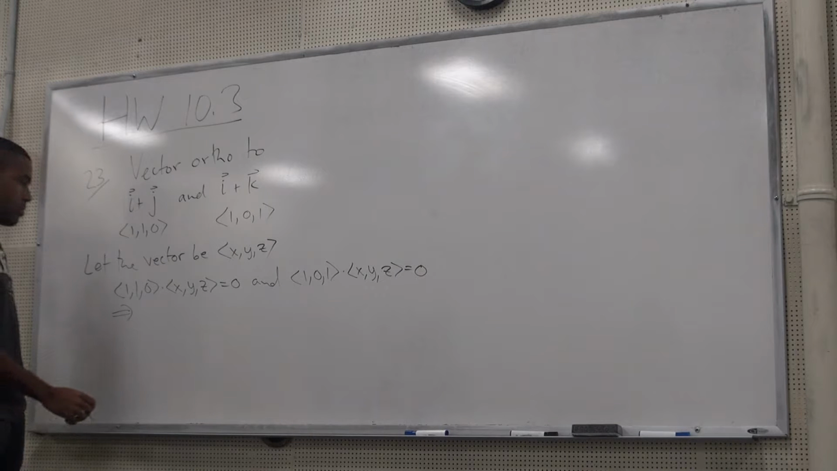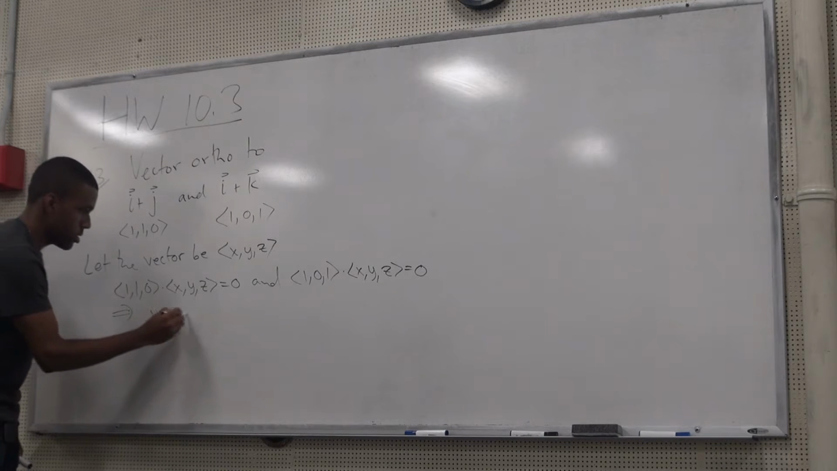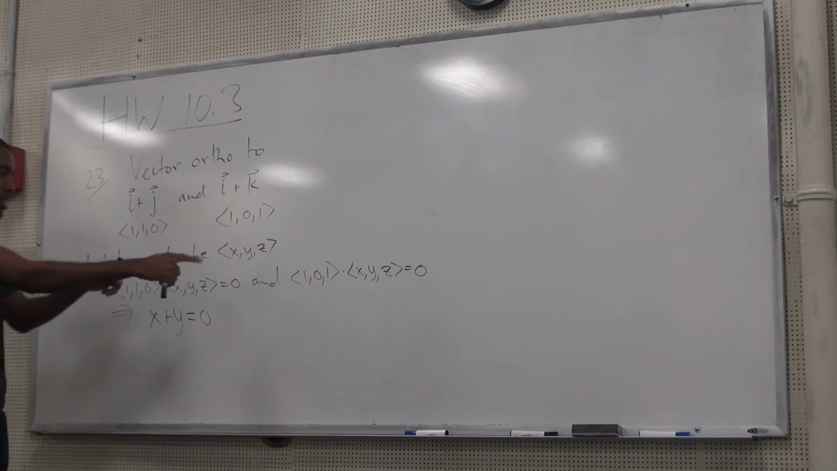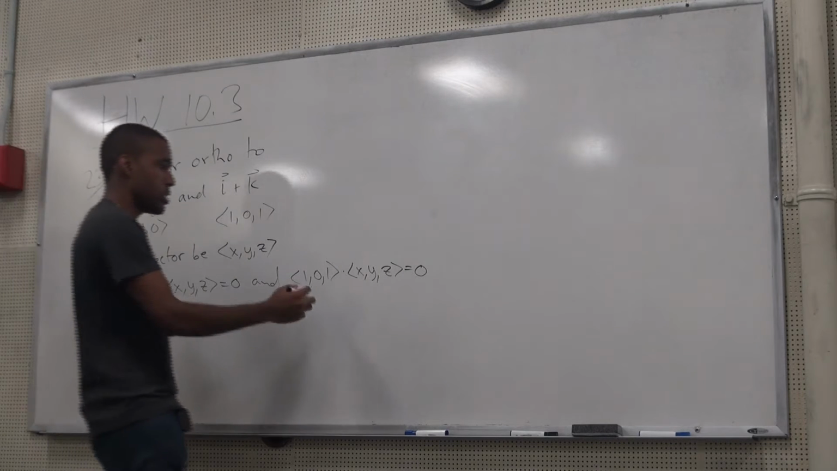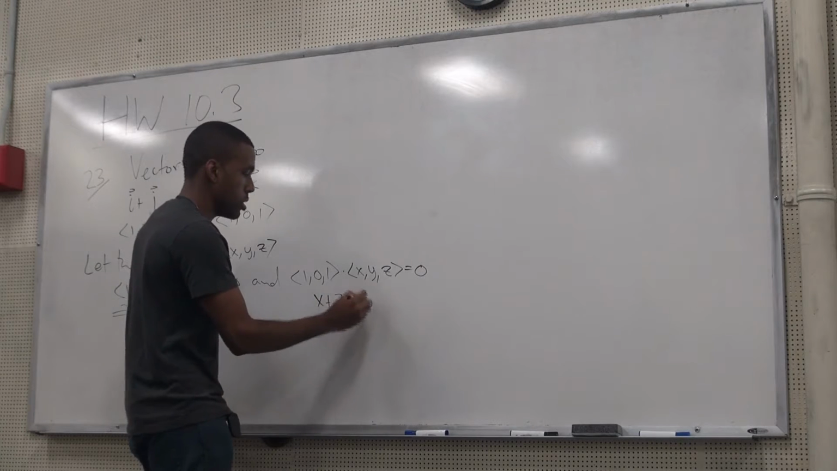So what's this? 1, 1, 0 dot x, y, z equals 0. You mean like the dot product? Yes: x plus y equals 0. Remember how the dot product works? We did that yesterday. Multiply corresponding components, add them together. This one says x plus z equals 0.